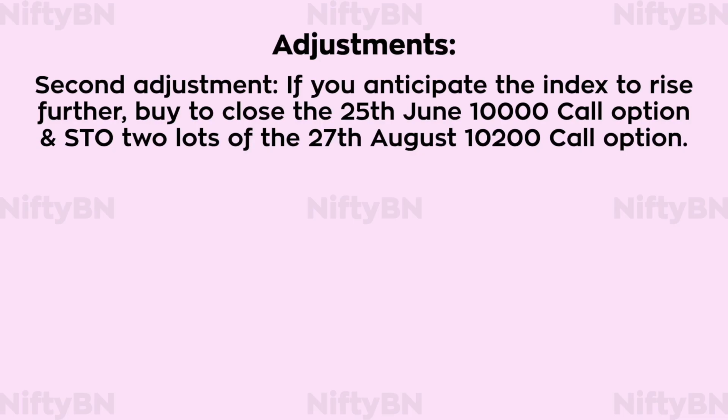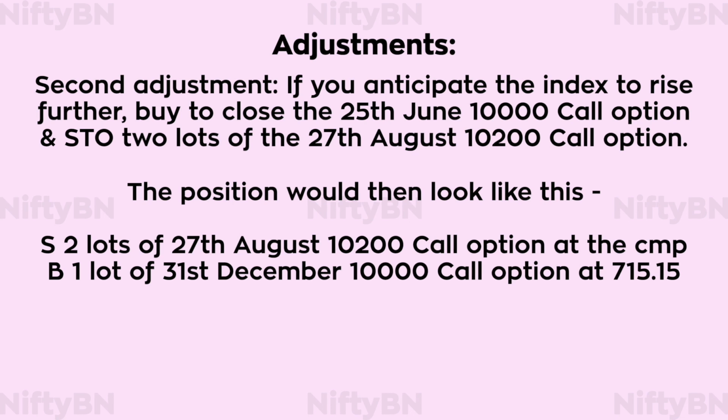Second adjustment. If you anticipate the index to rise further, buy to close the 25th June 10,000 call option and sell to open two lots of the 27th August 10,200 call option. The position would then look like this. Sell two lots of 27th August 10,200 call option at the current market price on that day. Buy one lot of 31st December 10,000 call option at 715.15.